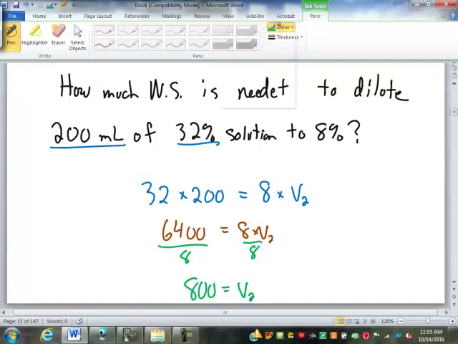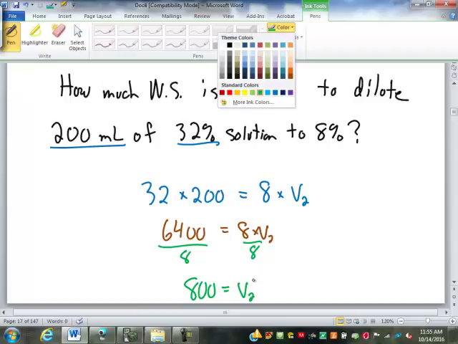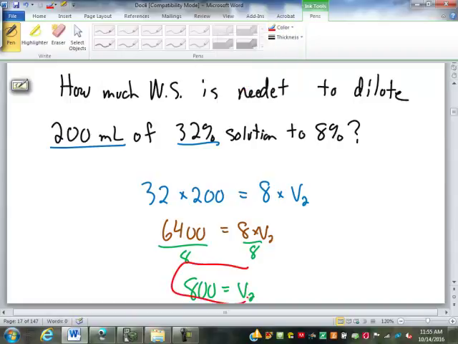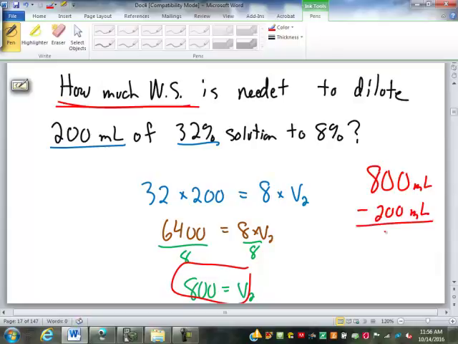Is that what we're looking for? No, we don't want to know the new volume. We want to know how much saline or sterile water was added here. To figure that out, it is simply subtracting the 800 milliliters of the new solution minus the 200 milliliters of the old solution. The difference has to be made up with neutral solution, because we did not add anything medicinal to it.